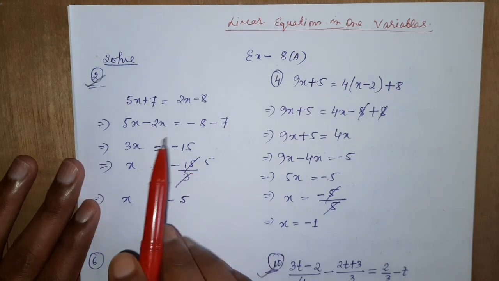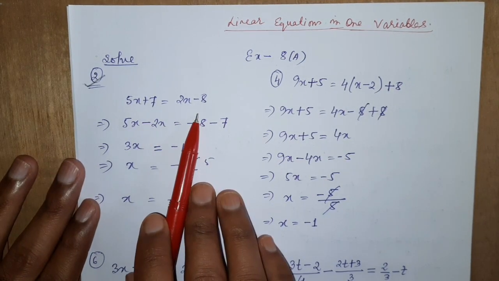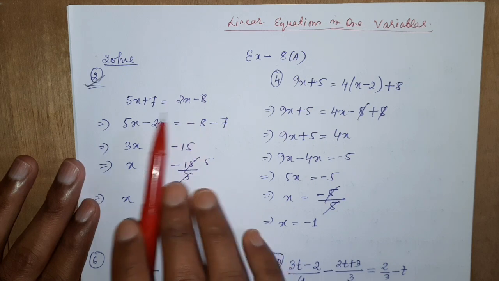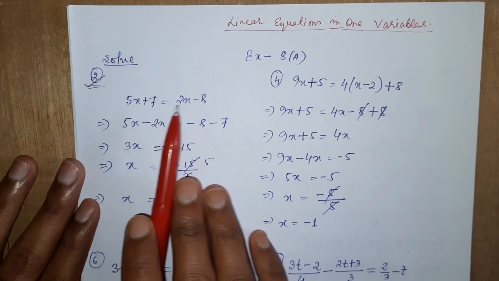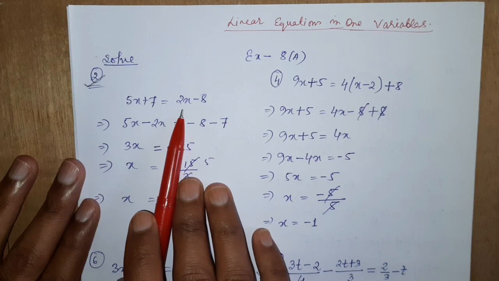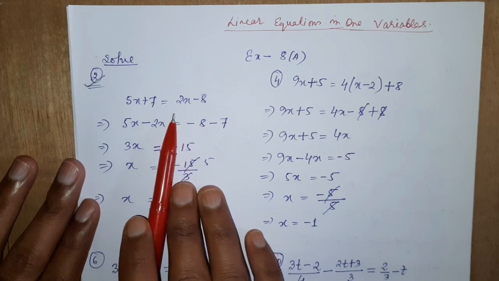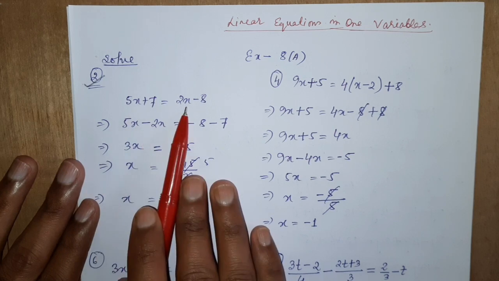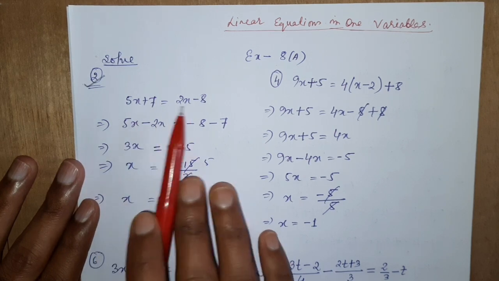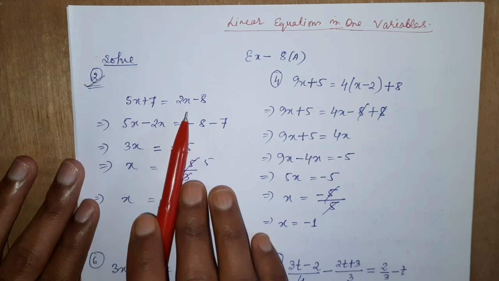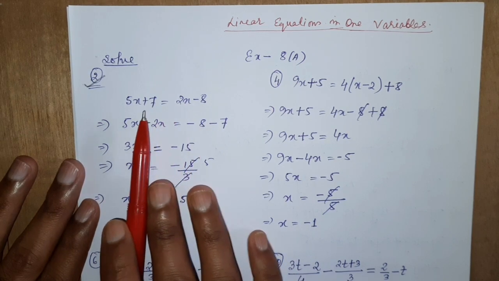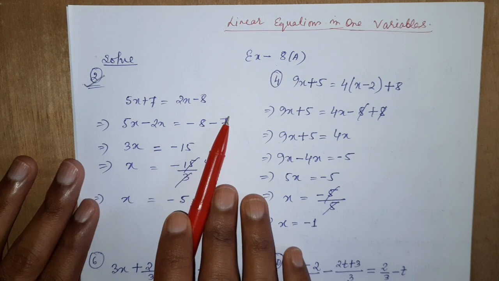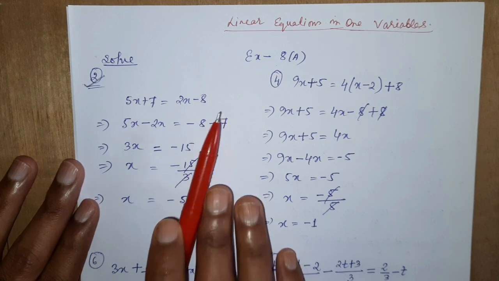So let's see, very simple. What do we do when we are asked to solve this kind of equation? We first look at the like terms. We take all like terms together. So here 5x on this side and 2x, x terms, so like terms we bring one side by transposition. 2x will become minus 2x. This is constant, this is also constant, so we bring plus 7 to this side, so it becomes minus 7.